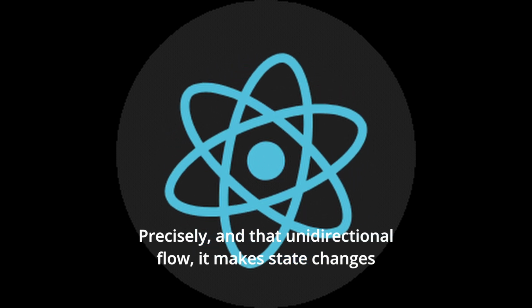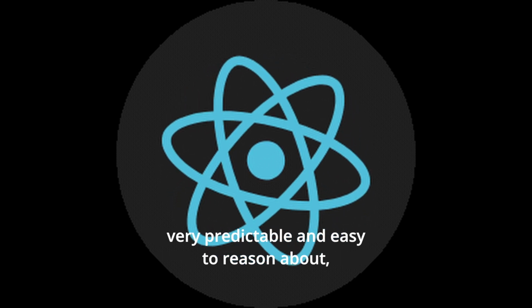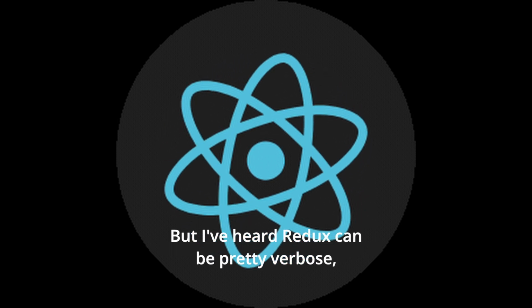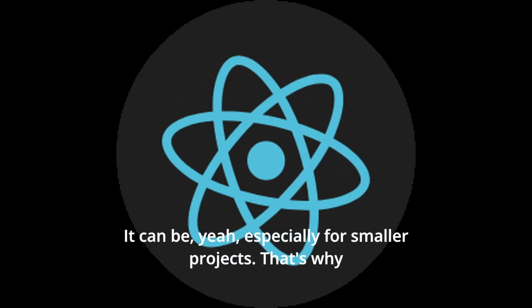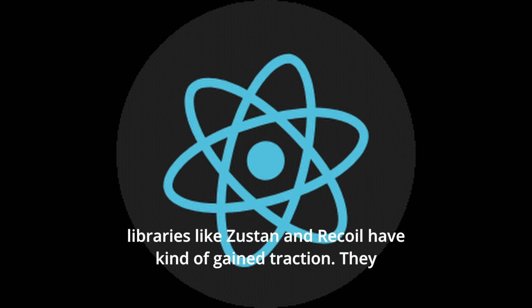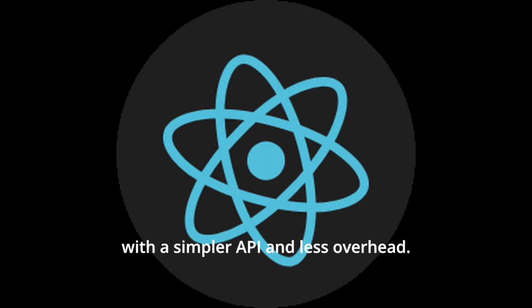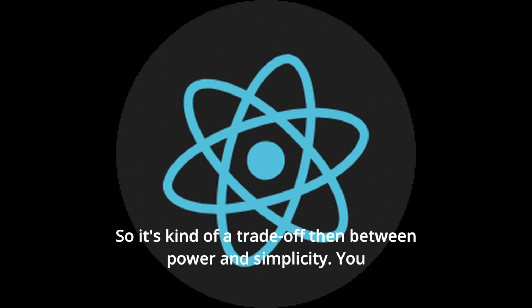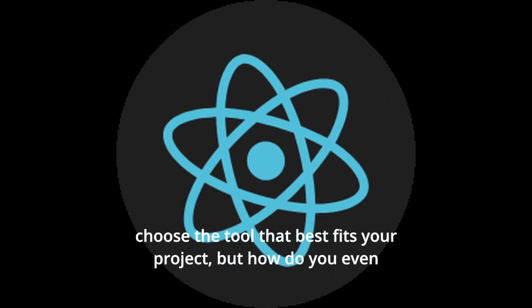Precisely. And that unidirectional flow makes state changes very predictable and easy to reason about, which is super valuable for larger teams. But I've heard Redux can be pretty verbose, requiring a lot of boilerplate code. Is that true? It can be, yeah, especially for smaller projects. That's why libraries like Zustand and Recoil have gained traction. They offer similar functionality, but with a simpler API and less overhead. So it's a trade-off between power and simplicity. You choose the tool that best fits your project.